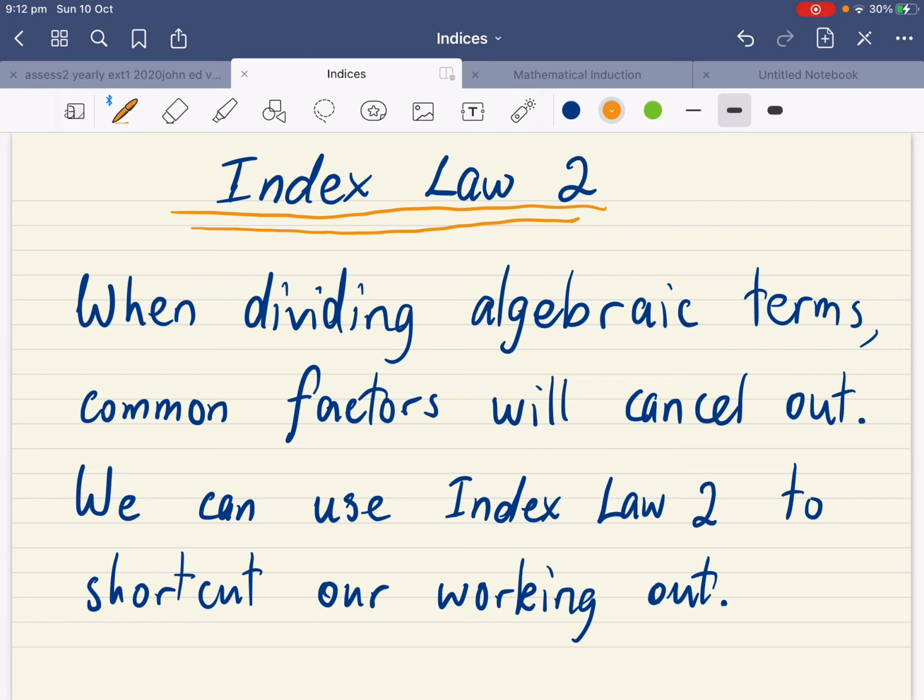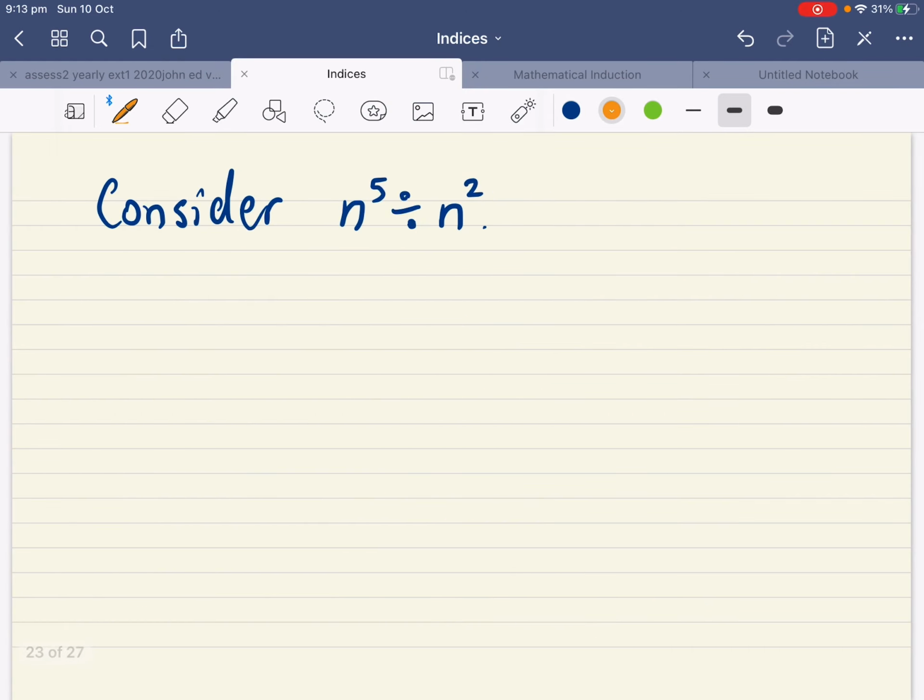Anyway, when dividing algebraic terms, common factors will cancel out. And of course, we can use index law 2 to shortcut our working out. So again, you see something in maths like a law, and it sounds like it might be something really unpleasant, but I can assure you with indices, you like the laws because it allows us to cut out a lot of the working out and will allow us just to go straight to the answer. Right through this whole topic, if you learn your laws, and there's 4 of them in total, it will allow you to go straight to your answers. All right, so if you've got your notes and heading in for today, on to our next section.